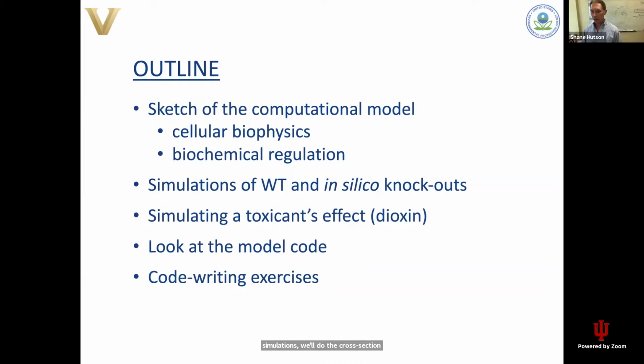So outline of what I'll do, I'll sketch out the computational model, talk about the cellular biophysics and the biochemical regulation, talk about some of the wild type and in silico knockouts, and look at the toxicant's effect, dioxin in this particular case. Then we'll dive into the model code a little bit and do some exercises.